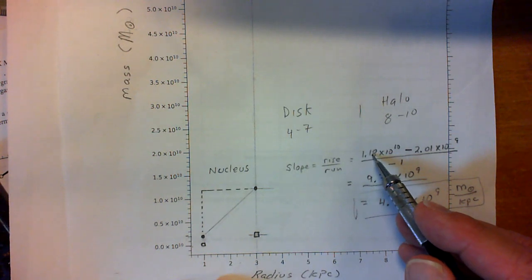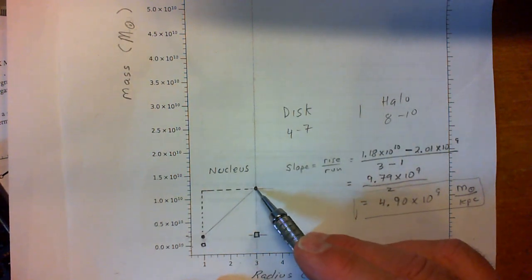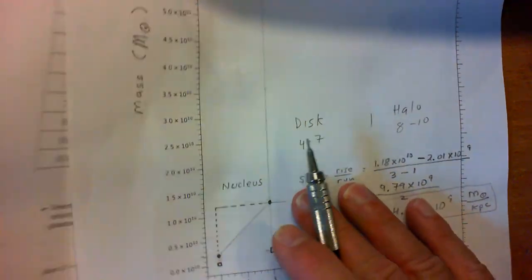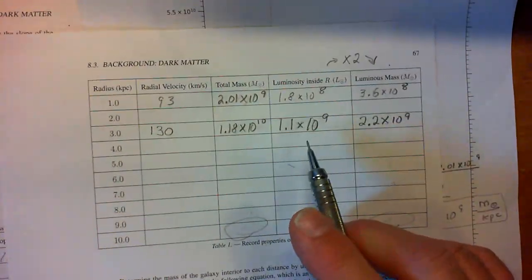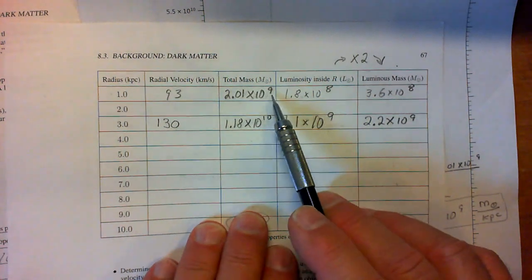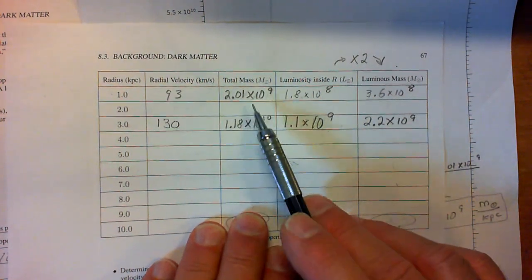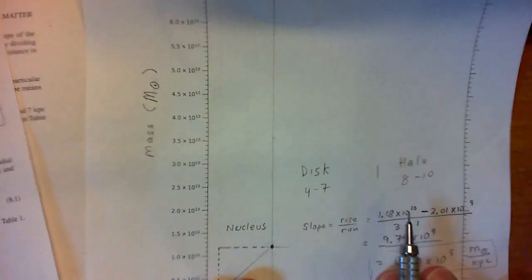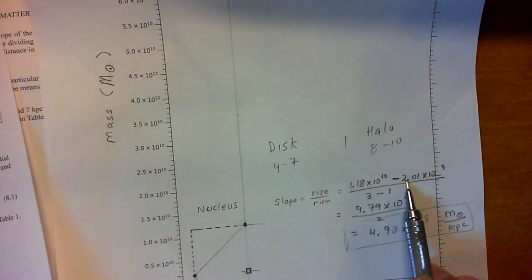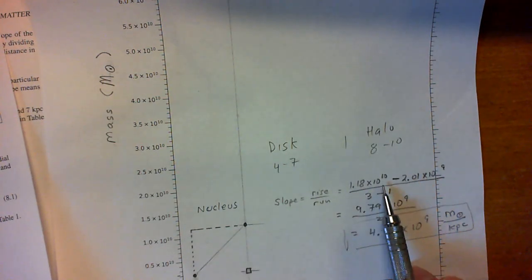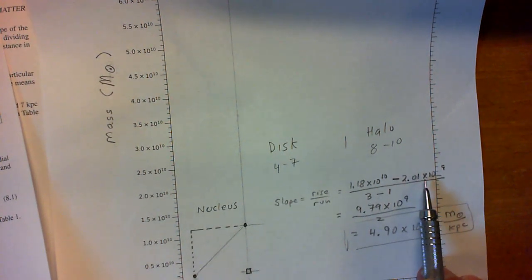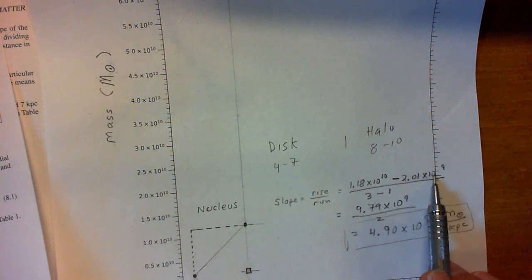The rise is the difference between the mass of this point and the mass of this point. So you can get that by simply subtracting this mass minus this mass. That gives you the rise. So that's this calculation here. This is the numerator, rise. This number minus that number, 1.18 times 10 to the 10th minus 2.01 times 10 to the 9th.